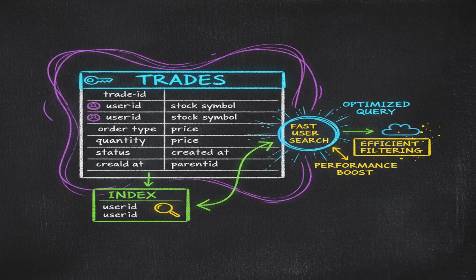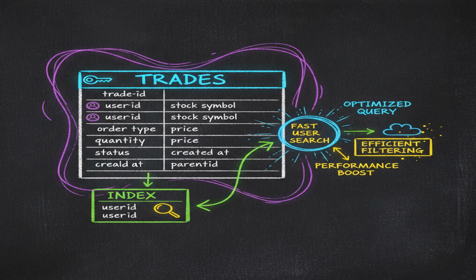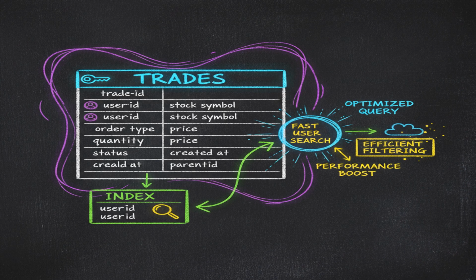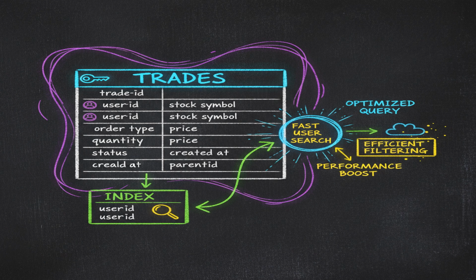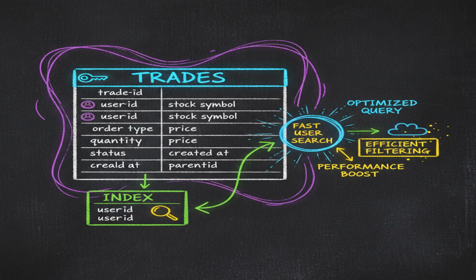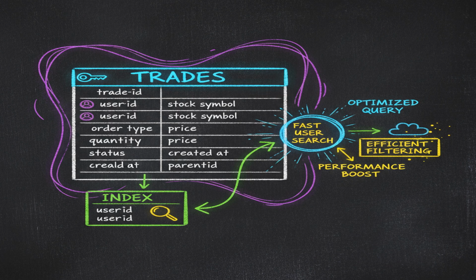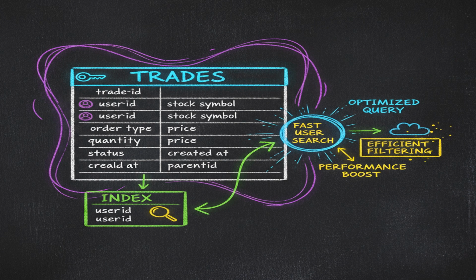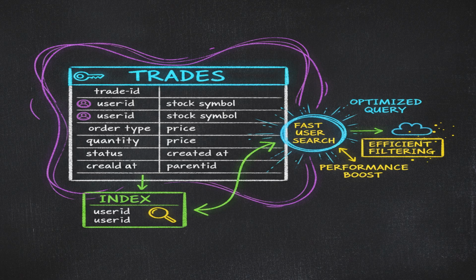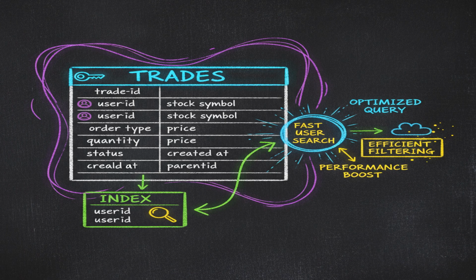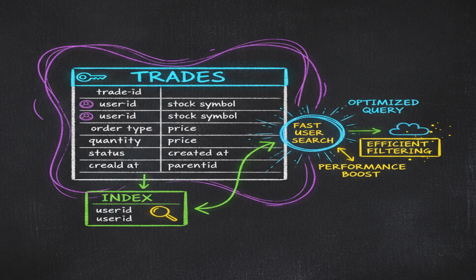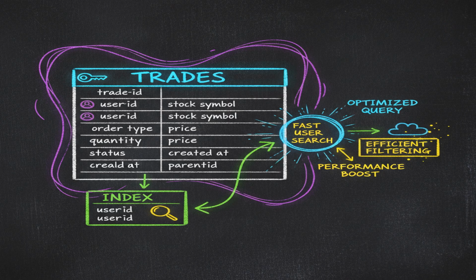Here's a schema for the trades table. Trade ID, UUID, primary key. User ID, UUID, foreign key. Stock symbol, varchar. Order type, enum: market, limit. Quantity, integer. Price, decimal. Timestamp. Status, enum: pending, filled, canceled. Created at, timestamp. Parent ID, UUID. Pause and think. What's missing from this schema?